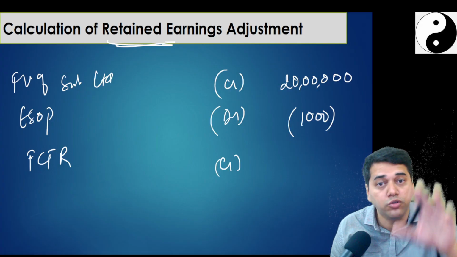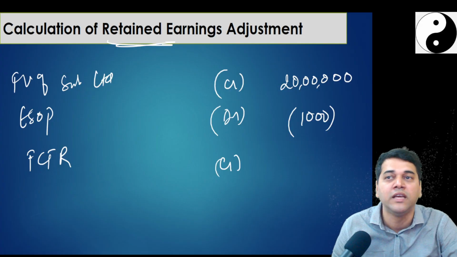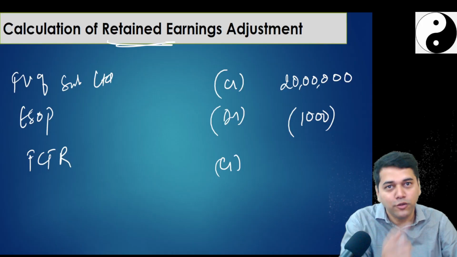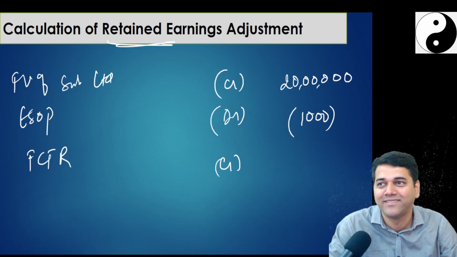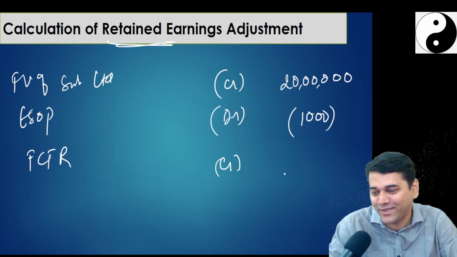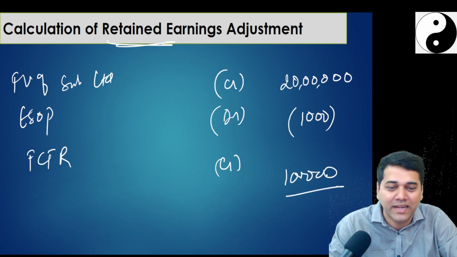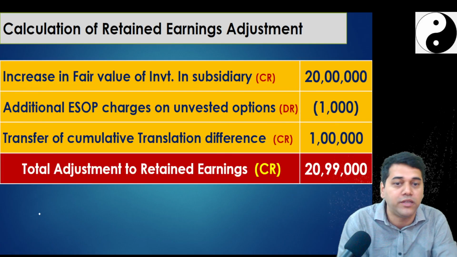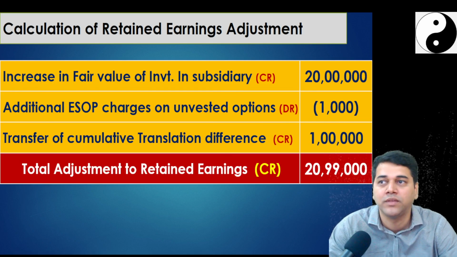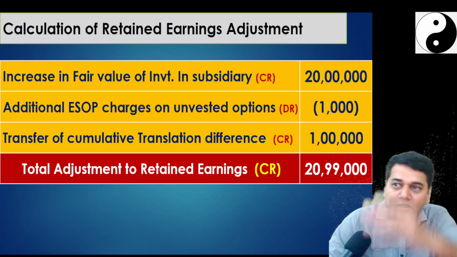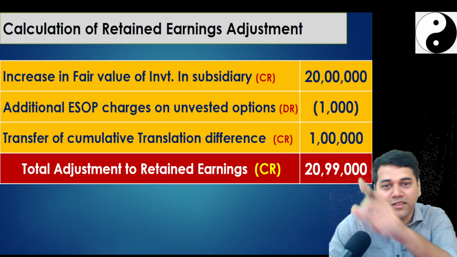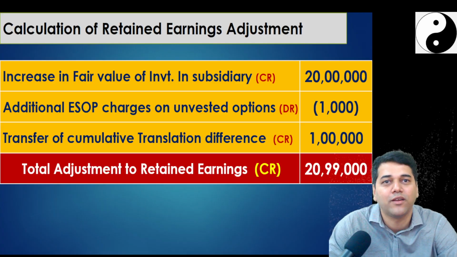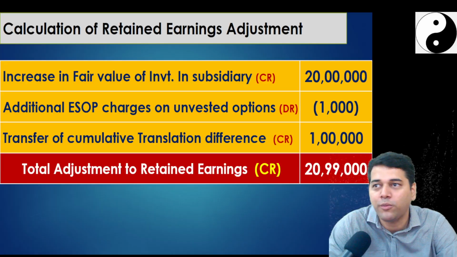Instead, I should have told you, please pause the video and tell me what is the closing retained earnings balance at the end of the year, meaning on the date of transition. Then you would have understood it better. So now you write 1 lakh credit. So your retained earnings adjustment cumulatively is 20 lakh 99,000. If you want, you can pass one single entry with all this adjustment, and that balancing figure would have been 20 lakh 99,000.